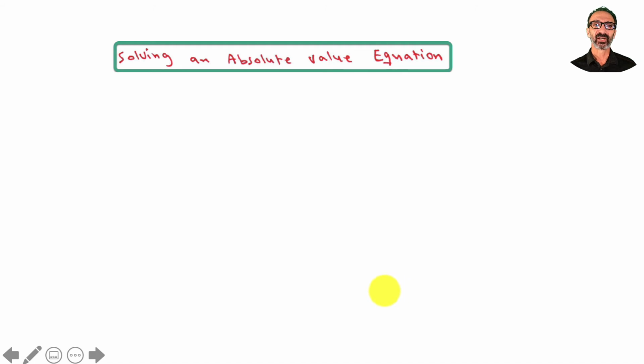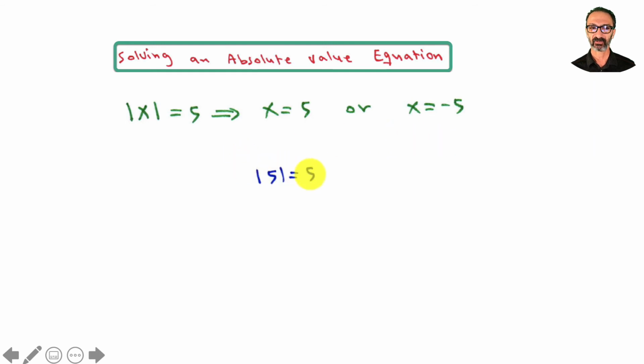Solving an absolute value equation. The absolute value of x equals 5, that means either x equals 5 or x equals -5. Why is that? Absolute value of 5 is 5. True. Absolute value of -5 is 5. True. If you want to check your answers, you just put it here and test it. They both work. So let's apply this method and solve some problems.